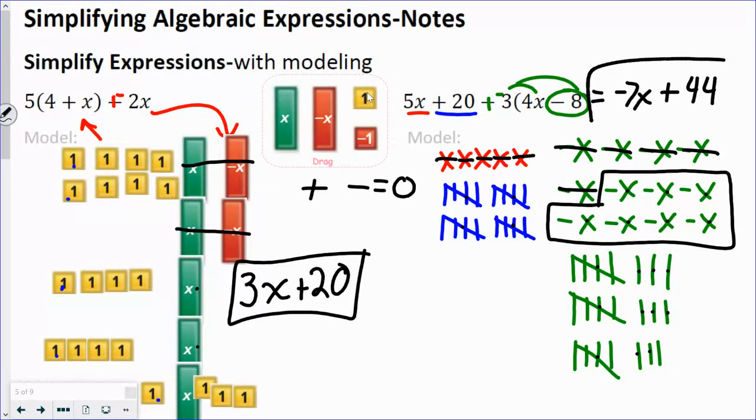And then that is our final answer. Look how much smaller that looks than the expression before it. That's why it's called simplifying. You are making it into its smallest form. Okay, if you need to, pause this and catch up, fill in your notes.